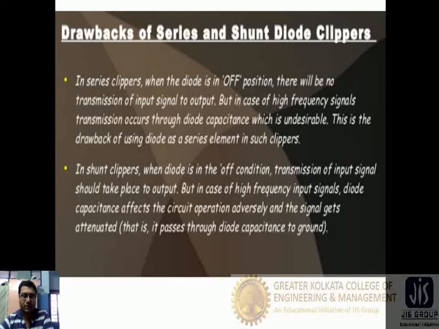In a shunt clipper, when the diode is in the off condition, the transmission of the input signal should take place to the output. But in the case of high frequency input signals, the diode capacitance affects the circuit's operation adversely, and the signals get reduced in amplitude, and this is not desired for proper operation.